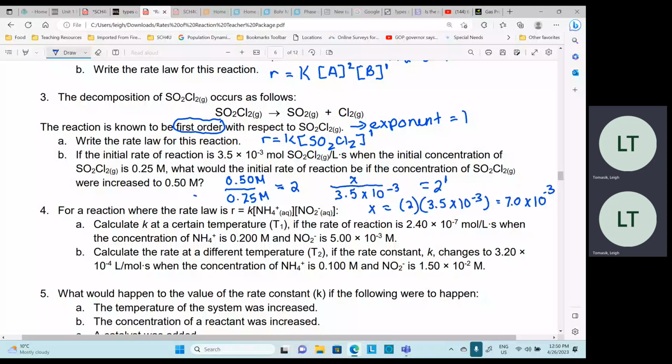It says calculate K at a certain temperature T1. So the K actually will change at different temperatures. Usually if you look it up in a reference book, it's at room temperature, which is scientifically 25 degrees Celsius, right? Room temperature in science is 25 degrees Celsius.